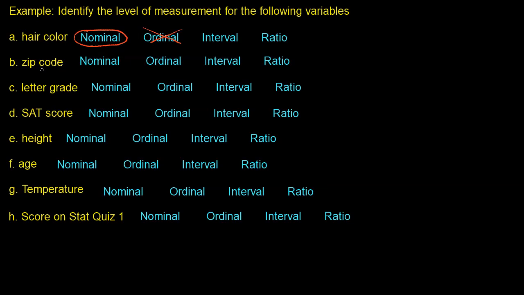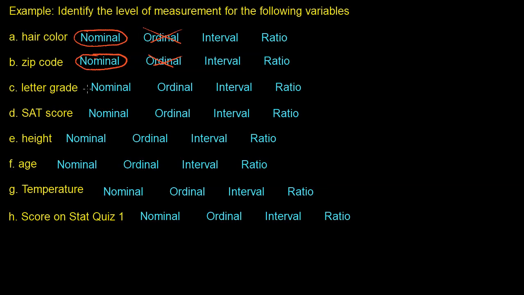Okay, next, moving to zip code. Zip code puts you into a category for where you live, right? So that's your category. Is there an order to zip code? No, right? One zip code is not better necessarily than the other. So not ordinal. So we stop here. Zip code is a nominal type of data.